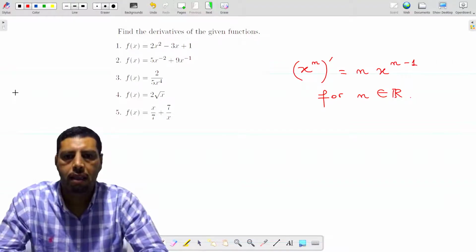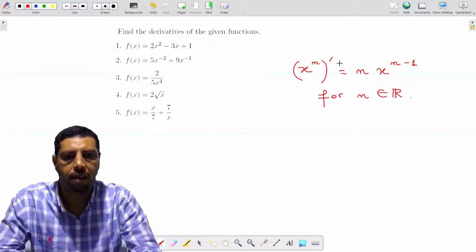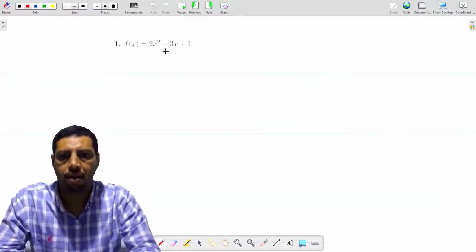Guys, in this video we're going to try to find some derivatives using only the power rule, which is: x to the power of n, prime, equals n times x to the power of n minus 1, for any power n in R. Okay, so let's start with the first one. f of x equals 2x squared minus 3x plus 1.